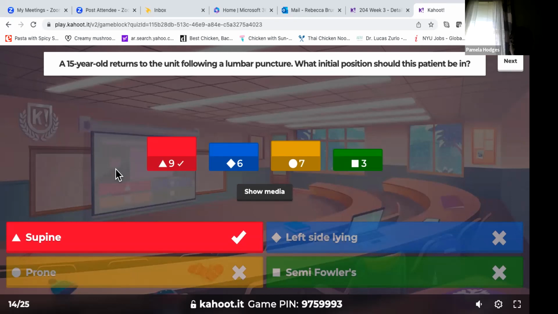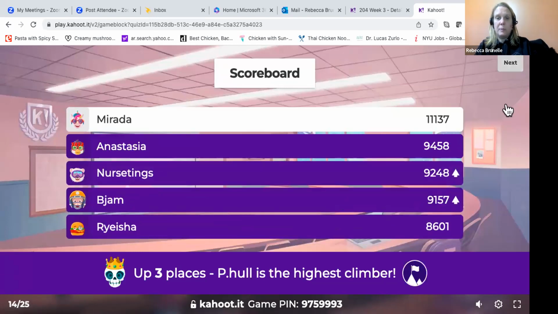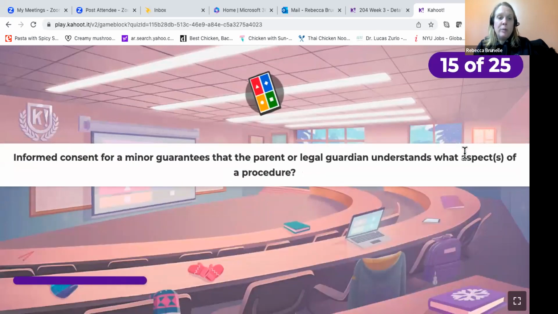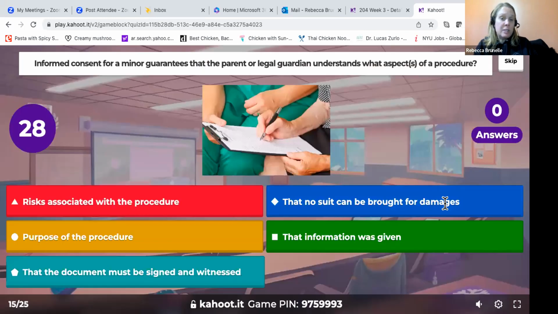Does anyone else have any questions about that last one, about the widening pulse pressure? Okay, so this is another select all that apply. Informed consent for a minor guarantees that the parents or legal guardian understand what aspects of a procedure: the risks associated with the procedure, the purpose of the procedure, that the document must be signed in witness, that no suit can be brought for damages, or that information was given, and/or is the select all.